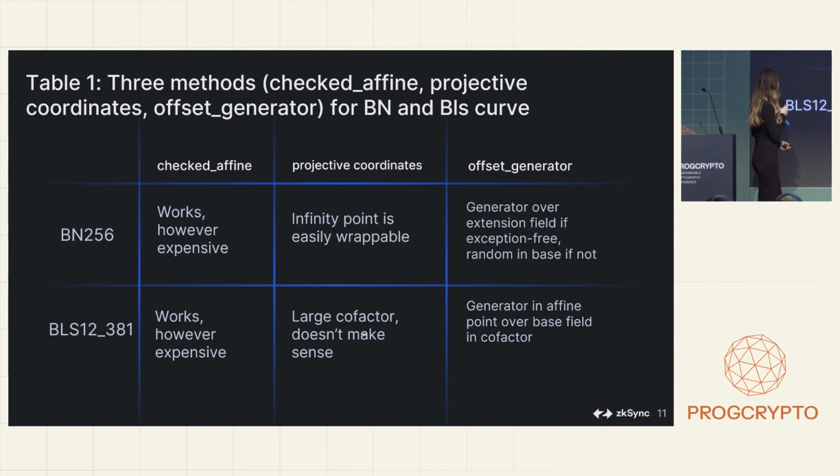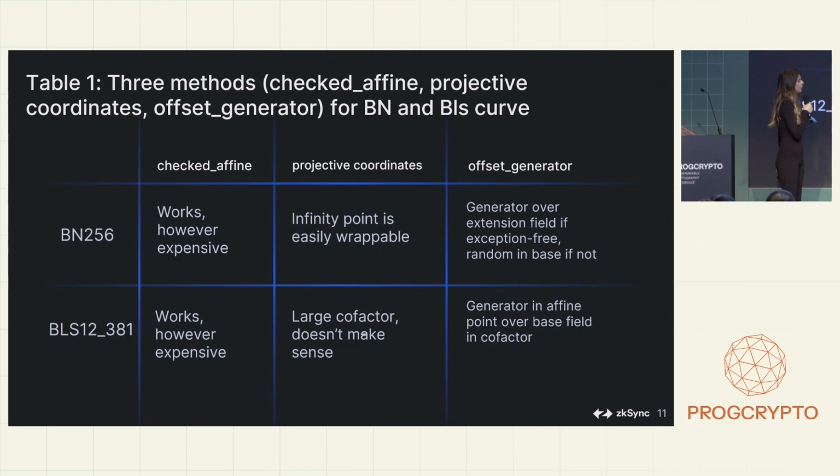Let's look at how these 3 methods work for different curves, prime order and non-prime order. Check and affine actually works for both easily. For the projective point, an exception-free formula exists just for prime order curves, and it's easy to wrap this point with the infinity flag.